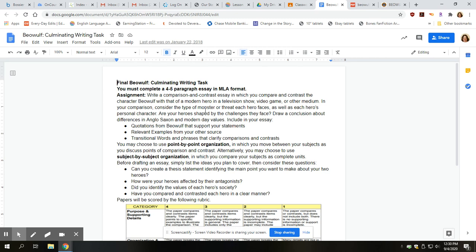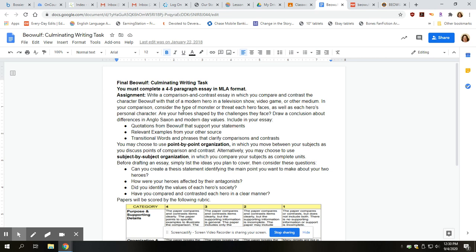Okay, so look at the assignment. It says, write a comparison and contrast essay in which you compare and contrast the character Beowulf with that of a modern hero in a television show, video game, or other medium. Remember that a hero doesn't have to be a superhero. It could just be the main character.